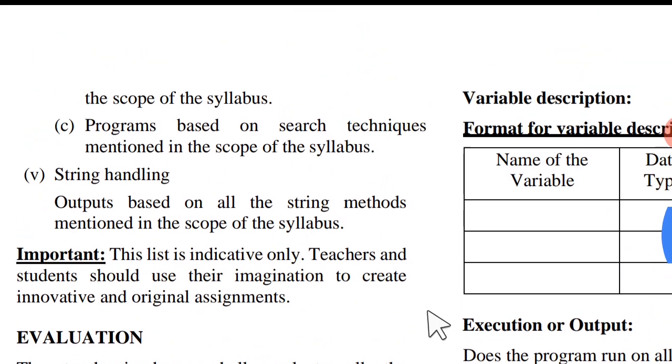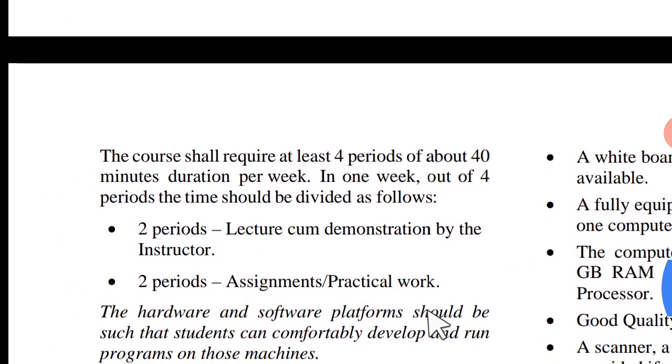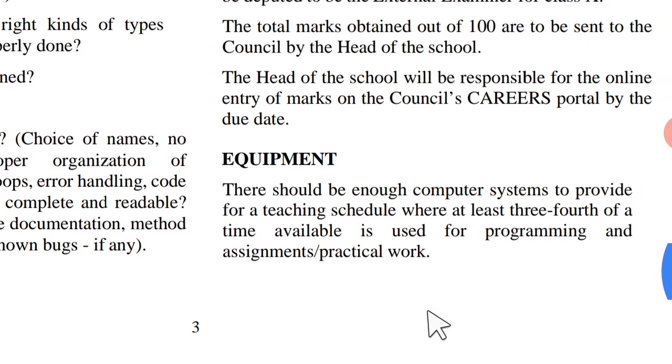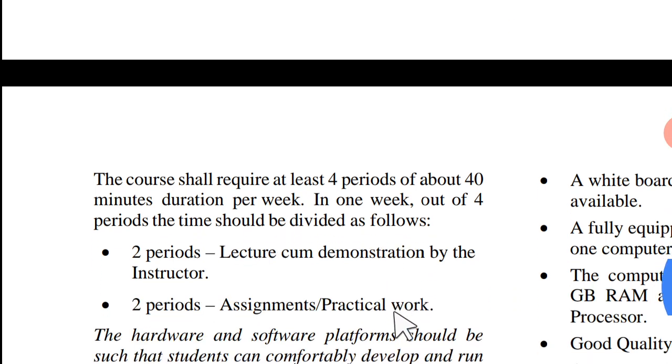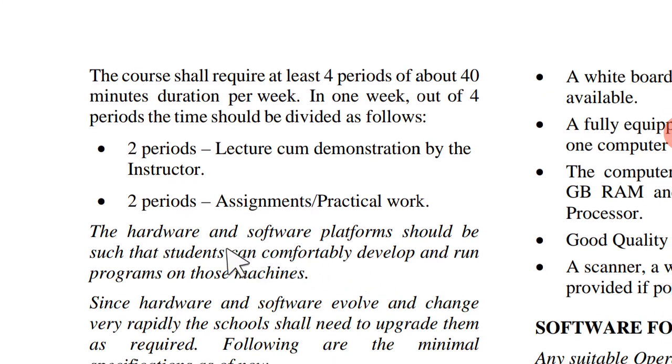Alright, so students, I hope this detail is going to be very useful for you all, right? So you have to plan things accordingly. Okay, here are some details. There should be enough computer systems to provide for a teaching schedule where at least 3/4 of the time available is used for programming and assignment practical work. Then the course shall require at least 4 periods of 40 minutes duration per week. In 1 week, out of 4 periods, the time should be divided as follows: 2 periods lecture cum demonstration by the instructor, 2 periods assignments or practical work. The hardware and software platform should be such that students can comfortably develop and run programs on those machines.